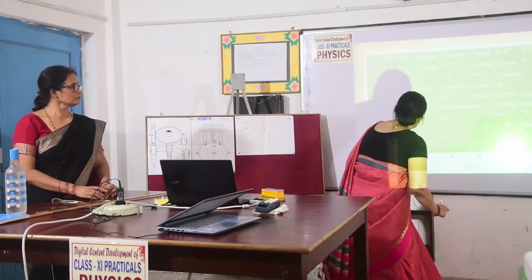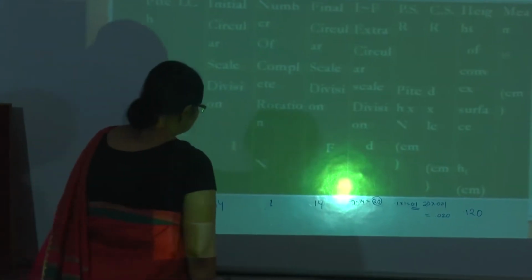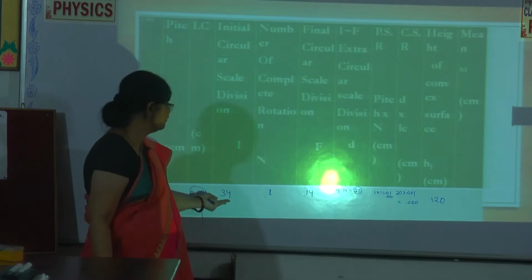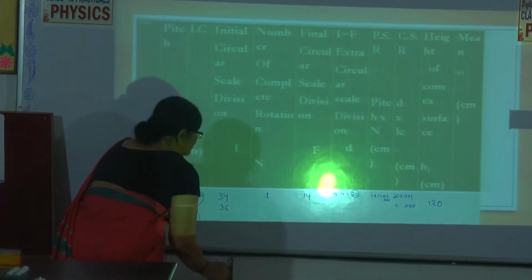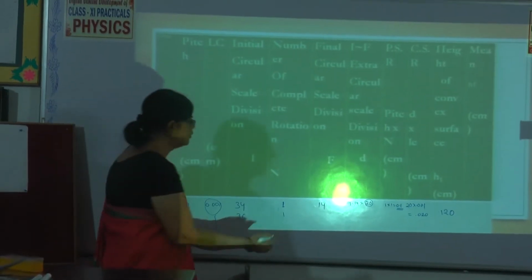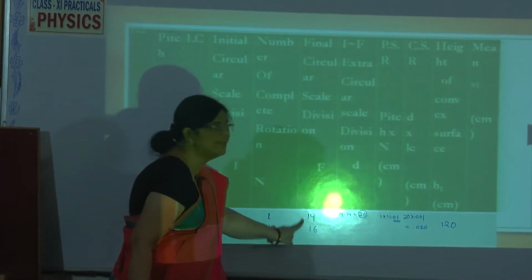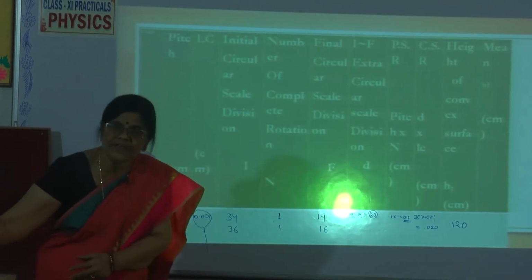Again, repeat. These are the two constants, the pitch and the least count, that will remain the same. Only the initial will change, by around 10 divisions. So you can take again, suppose instead of 34 it is 36. Number of rotations 1. And the final will be more or less 14, 16. It will not vary more than 1 to 2 divisions. But that doesn't mean you will not do it; you have to find it out.